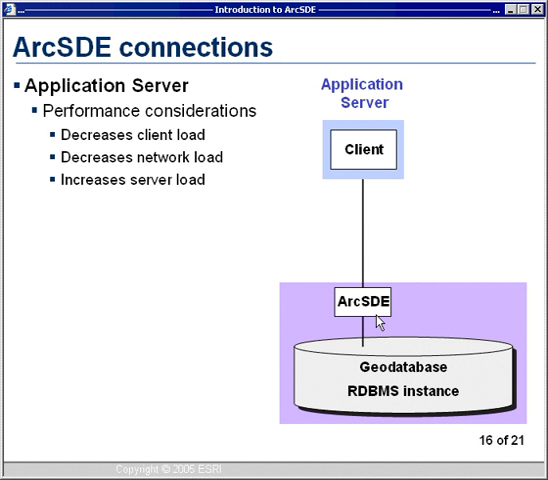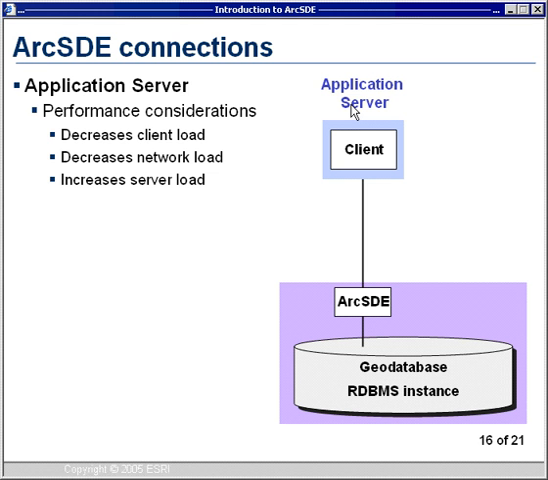So another performance consideration for ArcSDE is the connection type. An application server connection is the traditional connection. We put in the information to talk to a specific machine that's running ArcSDE, the port number ArcSDE is running on, and then ArcSDE handles the request.